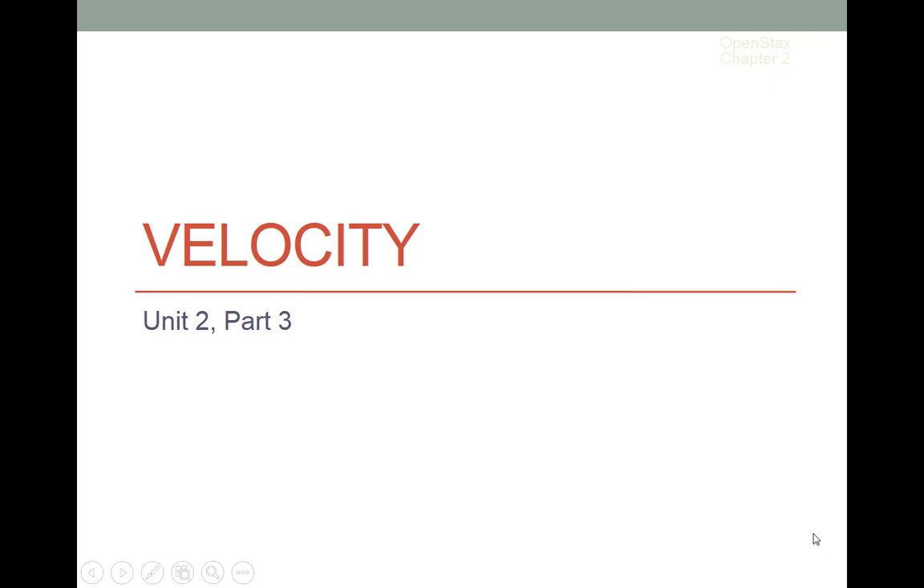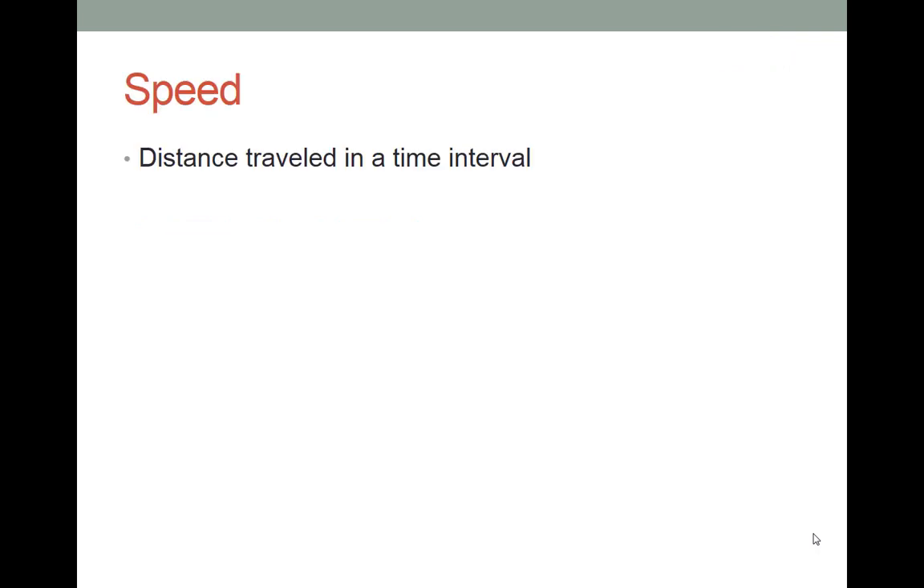Welcome to the third part of Unit 2. In this part, we're going to look at two new quantities. One's a vector, velocity, the other one's a scalar, speed. To begin with, let's start with the one you're most familiar with, which is speed.